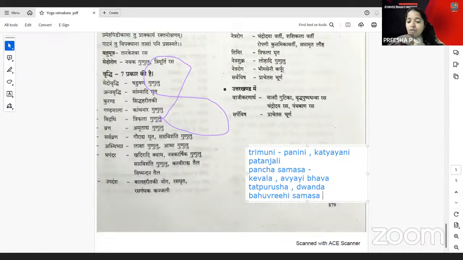So here you have to understand the Kevala, Avyayi Bhava, and also the Tatpurusha. Then you have the Dvanda and the Bahuvrihi. The mnemonic is "the cat is using the BD." The "cat" stands for Kevala, Avyayi Bhava, and Tatpurusha. These 3 words are formed in the cases of the Avyayi Bhava. BD means Bahuvrihi and Dvanda Samasa.